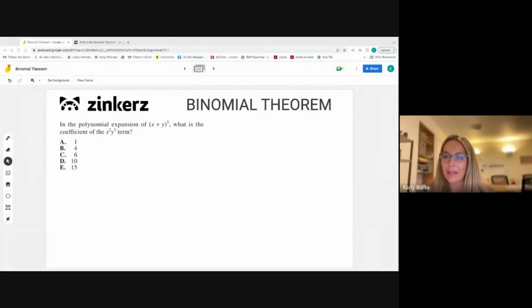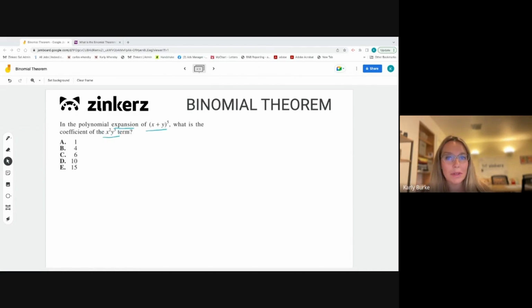We're ending with a practice problem from an actual ACT exam from 2022. So let's take a look at this and see how we can use everything we've learned to help us solve this problem. Here, we're being asked, in the polynomial expansion of (x + y)^5, what is the coefficient of the x^2 y^3 term?